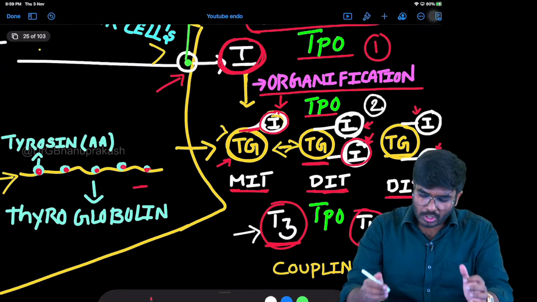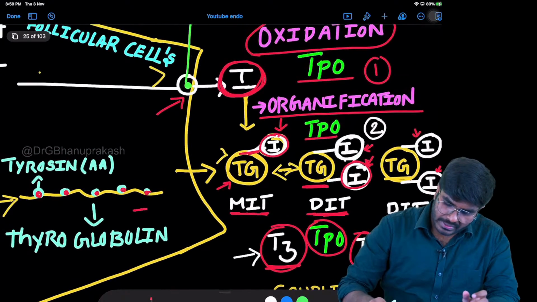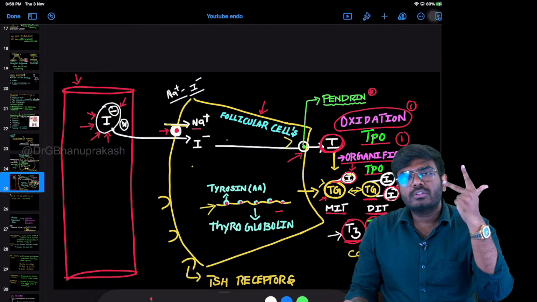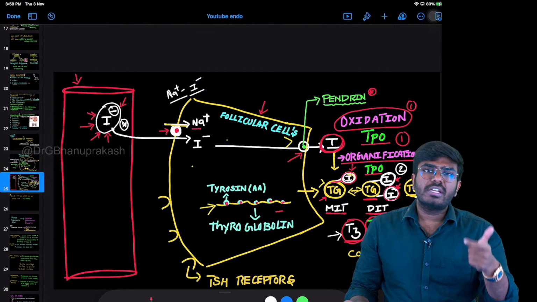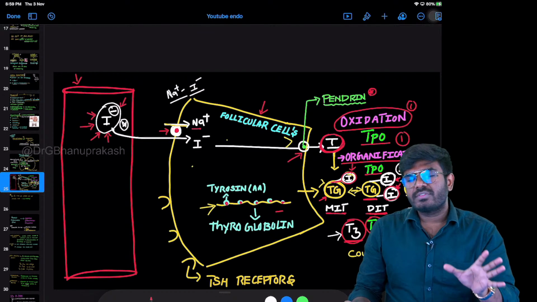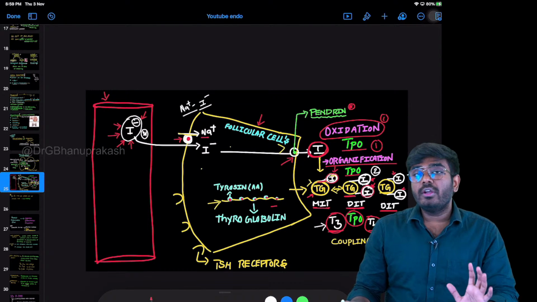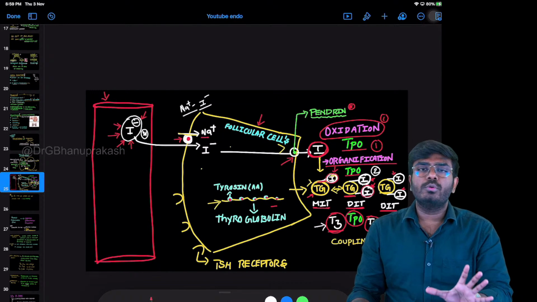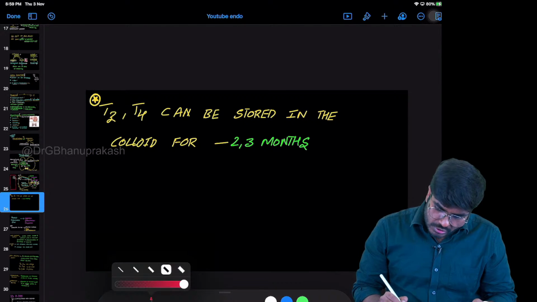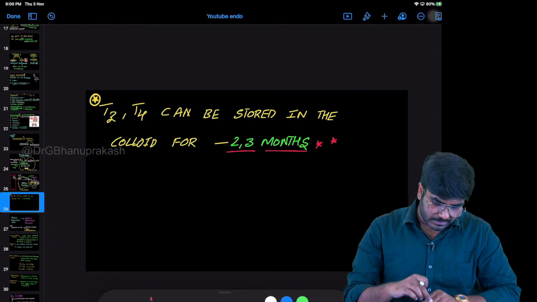Coupling is also done by which enzyme? Thyroid peroxidase. So the first step is oxidation, the second step organification, and the third step the coupling reaction. All are controlled by an enzyme called thyroid peroxidase, which is very, very important. At the end of the day, you have T3 and T4. They are produced in the colloid and also stored in the colloid. You can store these hormones for almost 2 to 3 months.